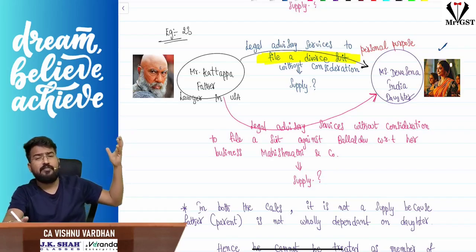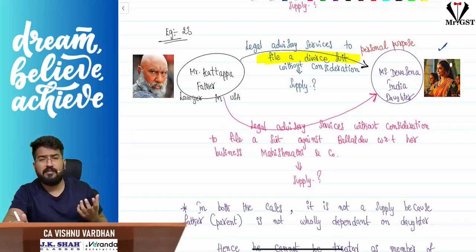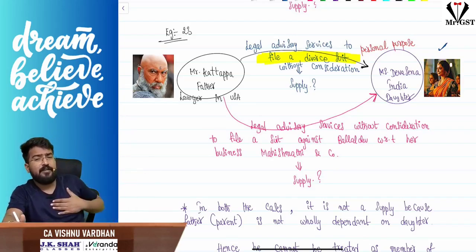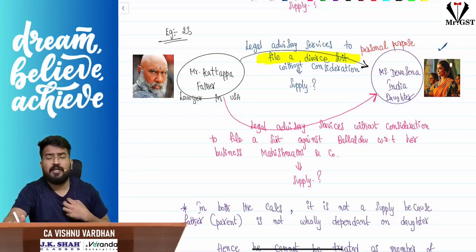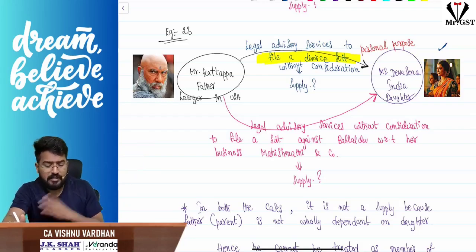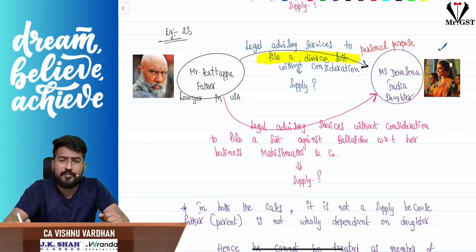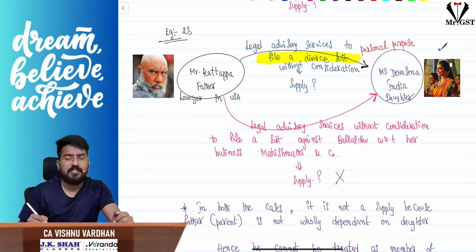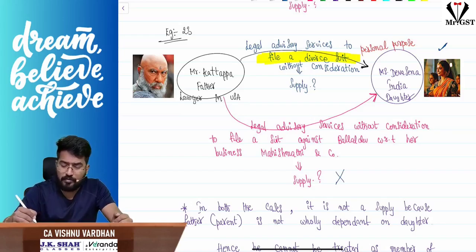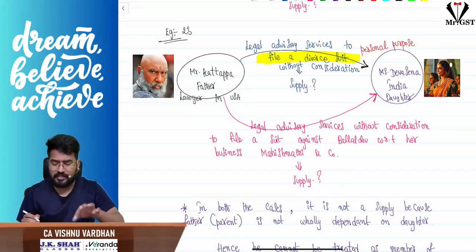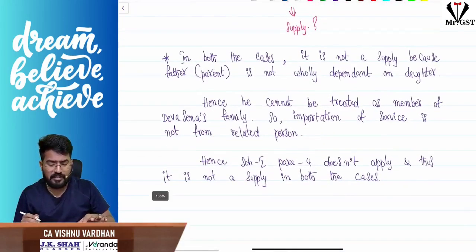When she is looking at the father, a lawyer in USA, that means he is not wholly or mainly dependent on Devasena. Parents are my relatives only when they are wholly or mainly dependent on me. So according to Devasena, father Kattappa is not related to her. Even though she is importing the service for her business purpose here, it cannot be called supply. Hope you are able to understand. Just pause the video and go through this explanation.